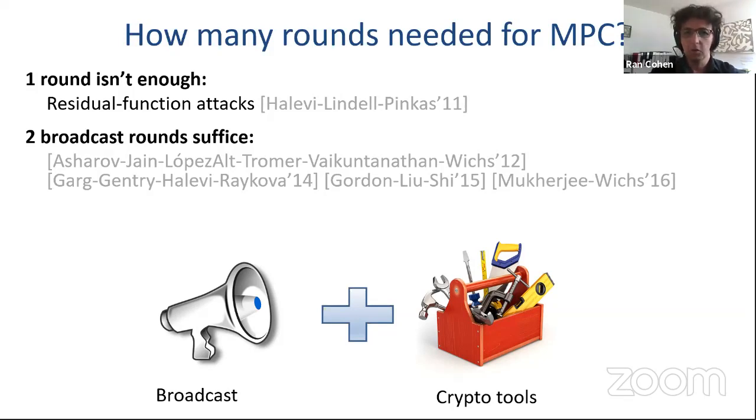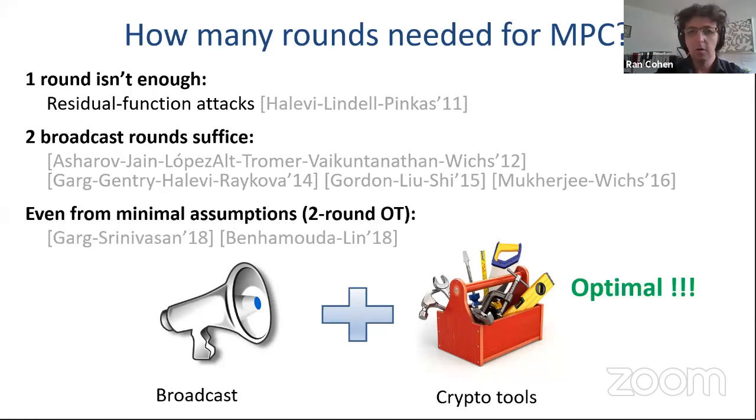The first solution in that line of work required heavy assumptions like full homomorphic encryption or indistinguishability obfuscation. But two works in Eurocrypt 18, by Garg and Srinivasan and by Ben-Efraim and Lin, show that we can actually compute any function using two broadcast rounds if using the optimal assumption of two-round oblivious transfer. This assumption is optimal because if we have the ability to compute any function in two rounds, then obviously we can also compute oblivious transfer.